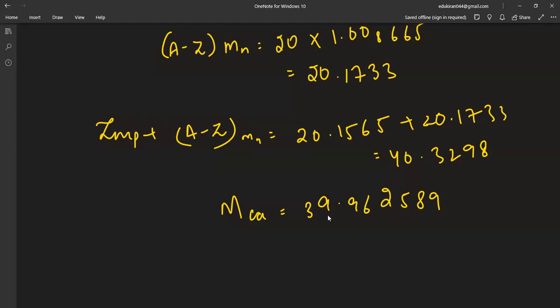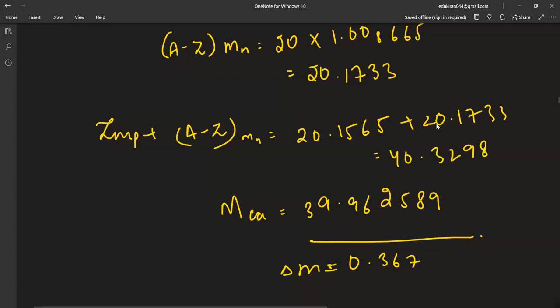And the element that we have calculated is 40. So when you subtract these two, this will be 0.367. So this is the mass defect, 0.367. This is the mass defect.